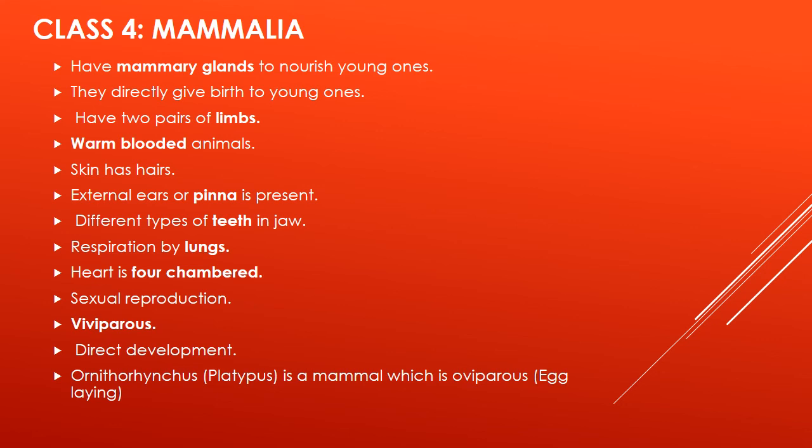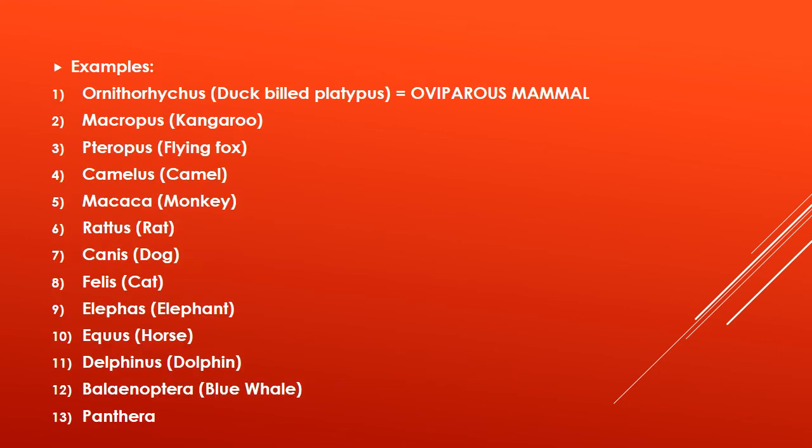Okay, so Ornithorhynchus. It is also called duck-billed platypus. Duck-billed platypus, Ornithorhynchus, is a mammal which is oviparous. That is egg laying. It's a mammal but lays eggs. Okay, so this example, so many are there. Ornithorhynchus, duck-billed platypus, oviparous mammal.